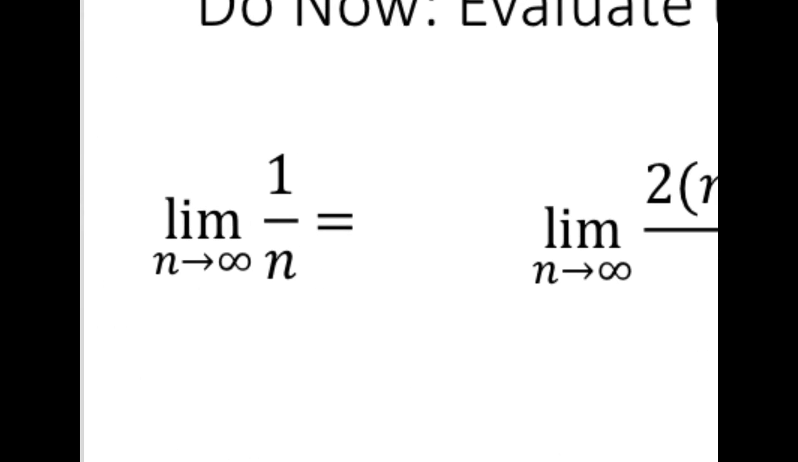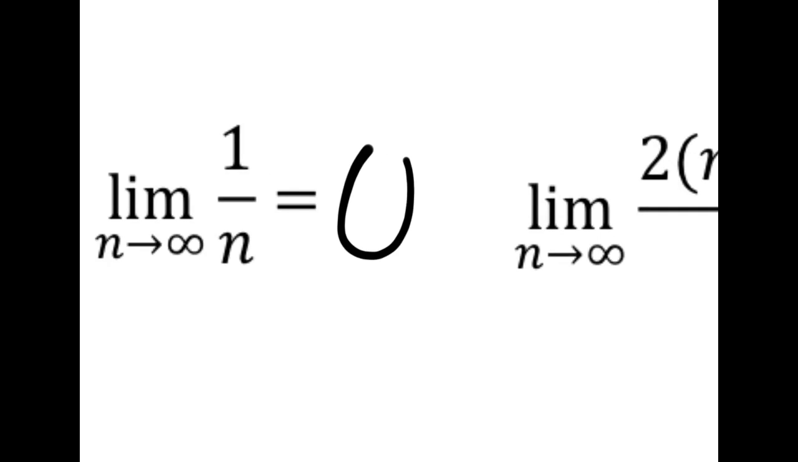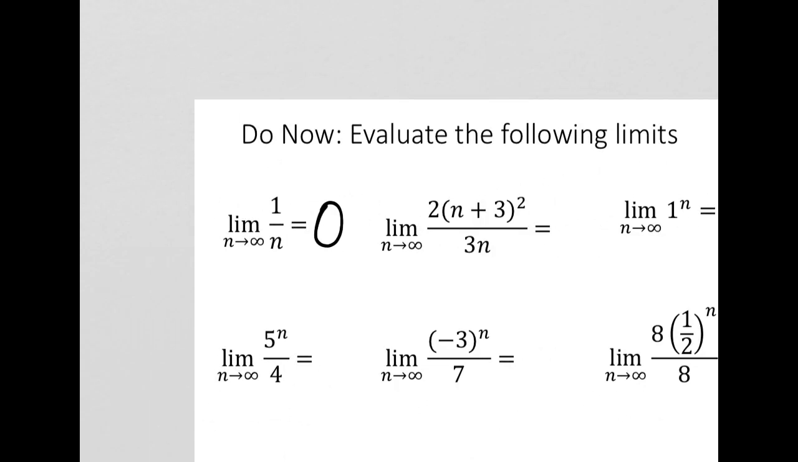So, first one, limit as n goes to infinity of 1 over n. Well, think about what happens as the number n gets bigger and bigger and bigger. The denominator is going to get bigger and bigger and bigger, which means the fraction is going to get smaller and smaller and smaller. And so the limit as n goes to infinity of 1 over n is going to be 0. Imagine if n was 100,000 million billion bajillion. 1 over a ridiculously huge number is essentially 0, and so this limit is equal to 0.